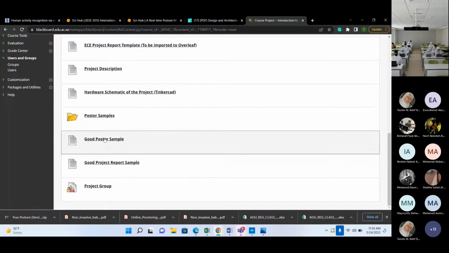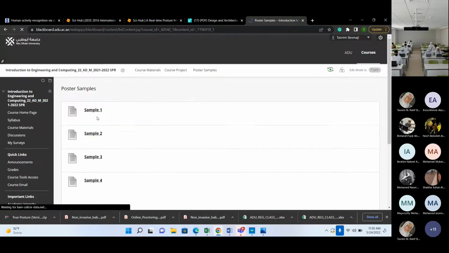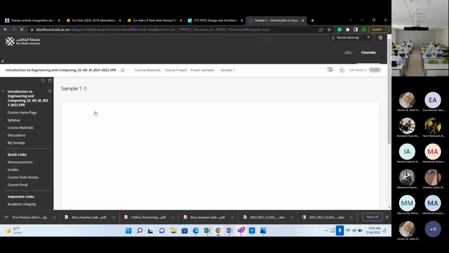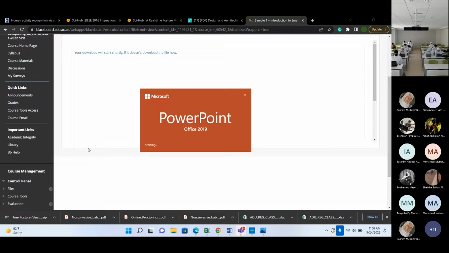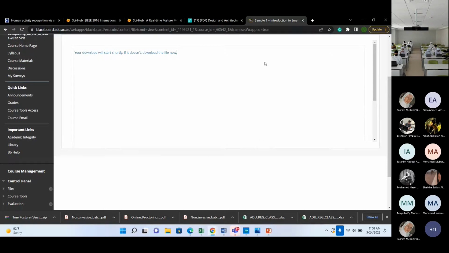Then we have poster samples. You have a good poster sample here and you have multiple poster samples over here. If you check these poster samples, they are actually for different projects, so they just show you in general how the poster is supposed to be prepared or set up. So just give it a couple of seconds until this opens.